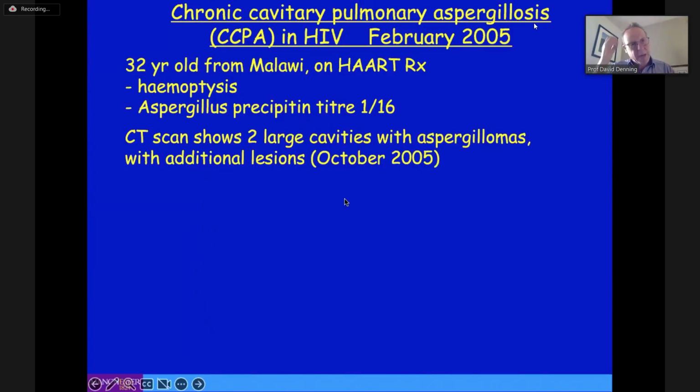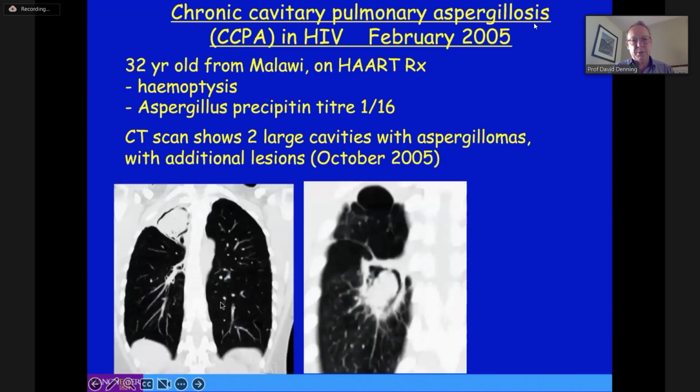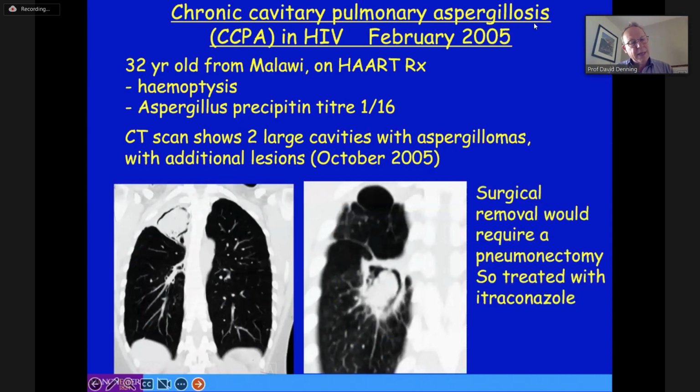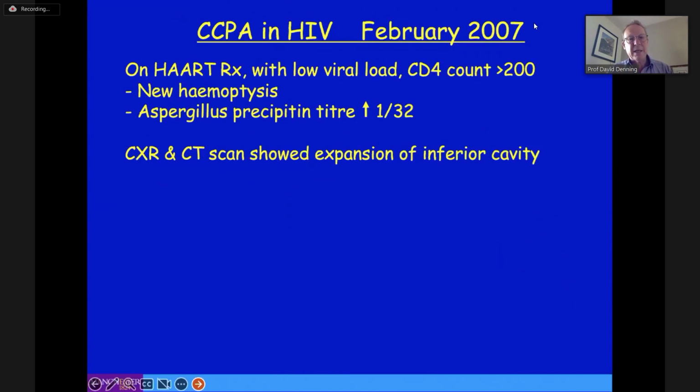The last point I want to make is the problem with patients who get worse on therapy. So this was a lady from Malawi who happened to have HIV as well, but she was well controlled. This was a long time ago, so we were using precipitin titers, strongly positive precipitin titers, in 2 different areas of CPA, and we elected not to do what would be required as a pneumonectomy, so she was treated with itraconazole. That was in February 2005. 2 years later, with well-controlled HIV, she has new hemoptysis.